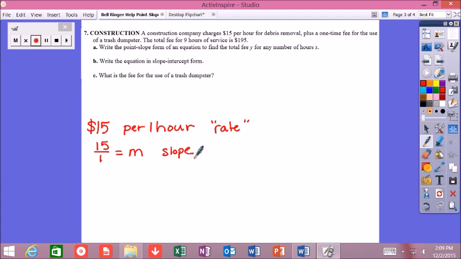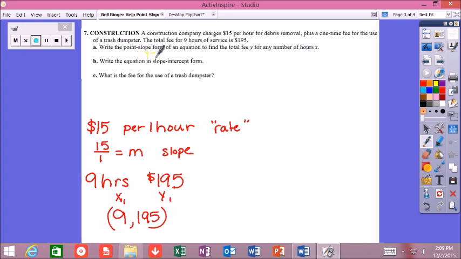The next piece of information we're given says the total fee for 9 hours of service is $195. If you're thinking about the slope, rise over run, y's over x, the dollars is your y, and the hours is your x. So we can think of that as an ordered pair, 9, 195. So let's fill in part A. y minus 195 equals 15, parentheses x minus 9. That equation is in point-slope form.